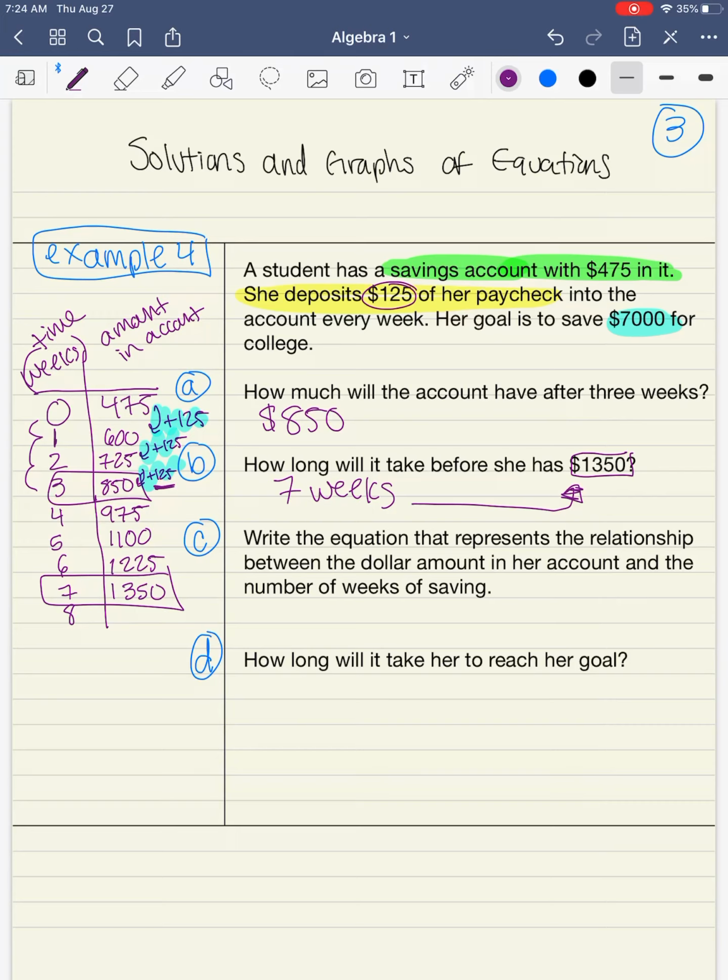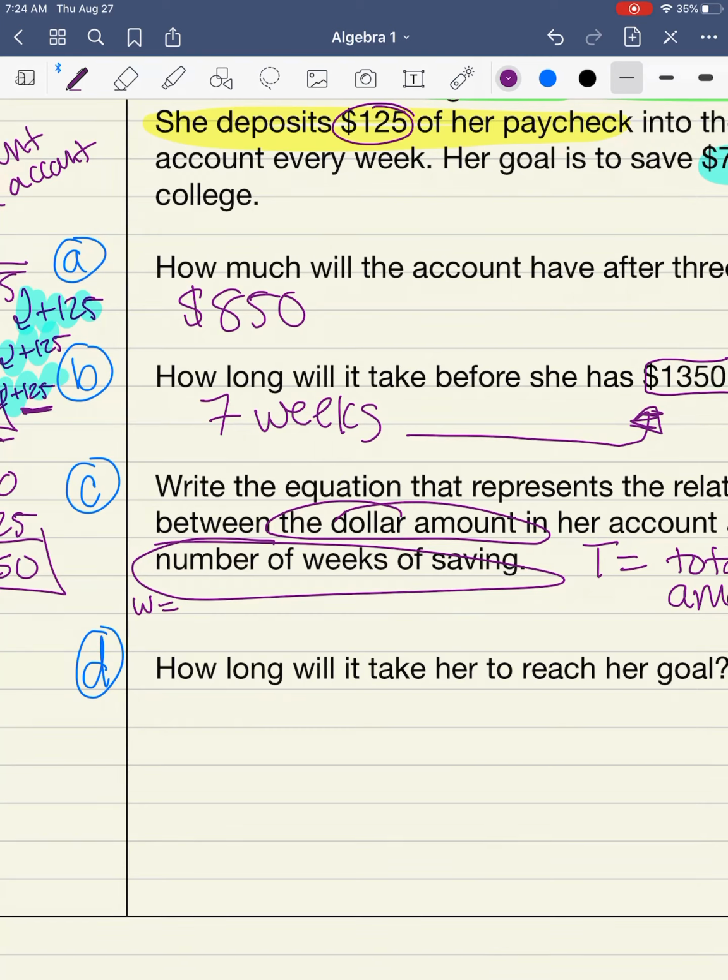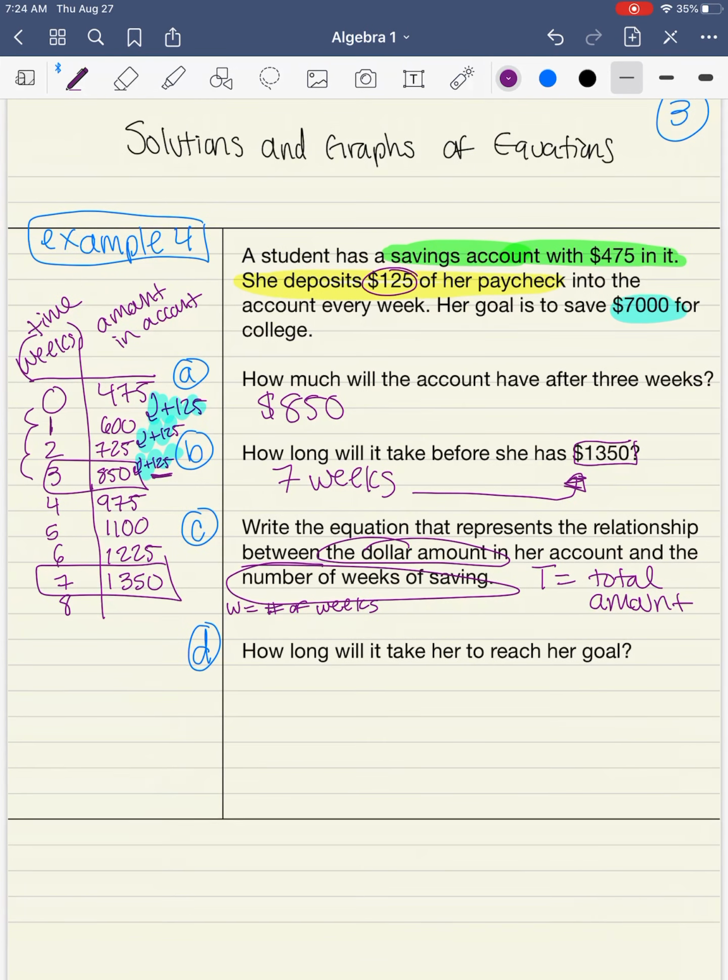So now it says, write an equation that represents the relationship between the dollar amount in her account and the number of weeks of savings. So we'll call dollar amount T for total amount in her account, and then we will call number of weeks W. So the total amount in the account comes from, we started with $475, so that was already there, and then we just began adding $125 to each value.